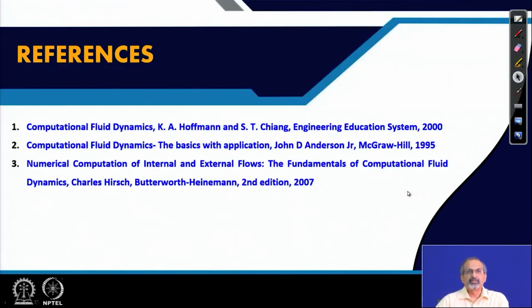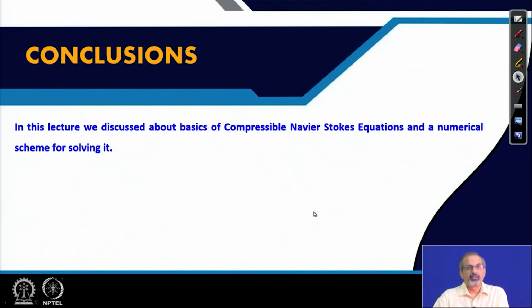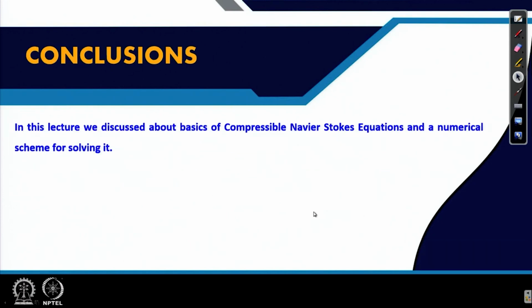These are some of the references which could be of use to you. They are very nice extensive books on different aspects of CFD. So, in this lecture we discussed the basics of compressible Navier-Stokes equations, and we also discussed a numerical scheme for solving it, which you can use for attempting a comparatively simple problem of 2D compressible boundary layer on a flat plate. Thank you.